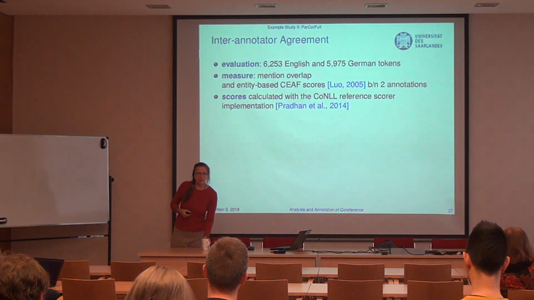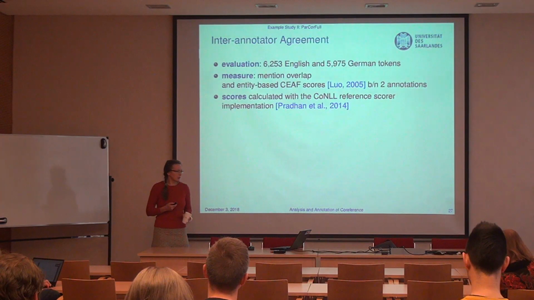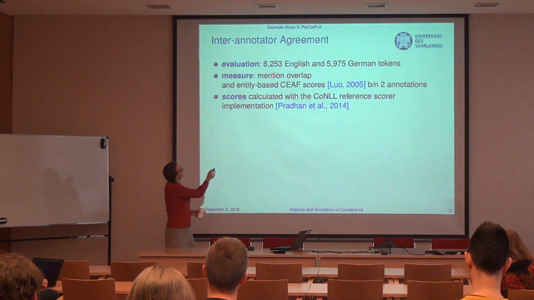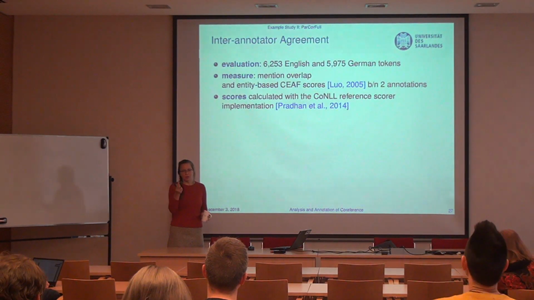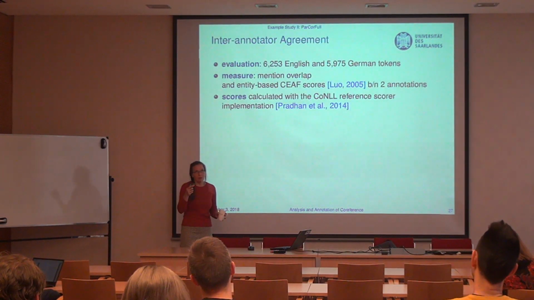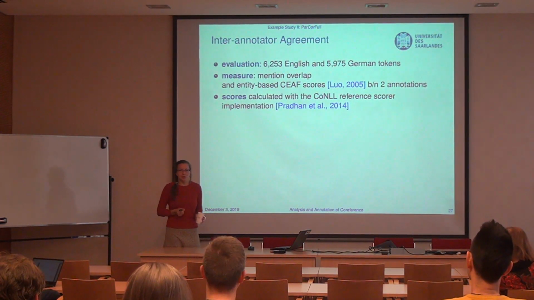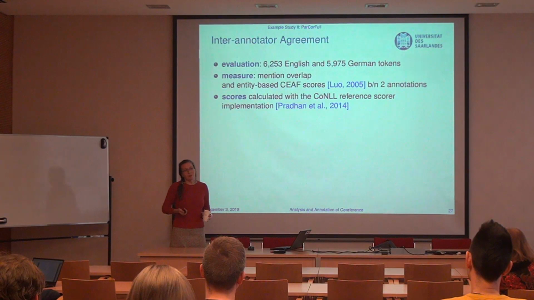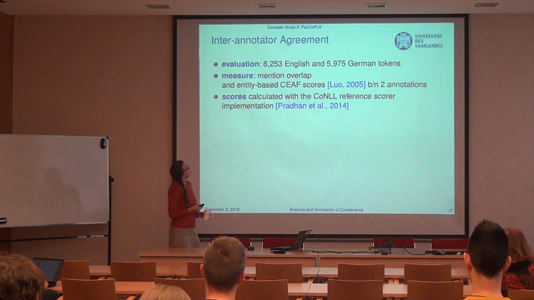We evaluated the annotations. For this, we took several texts in English and German. I counted them in tokens, and you see that in German you have fewer tokens, just because, if you know German, there are many compound words, which means that a compound in English is a multi-word expression, but in German it's just one word. That's why you always have fewer tokens in corresponding German texts.